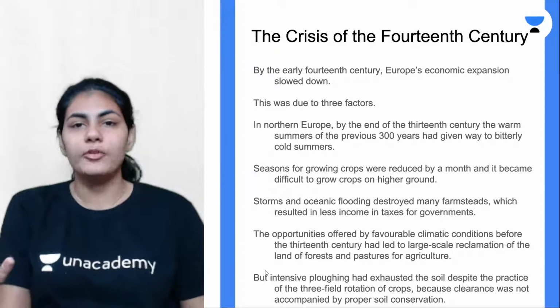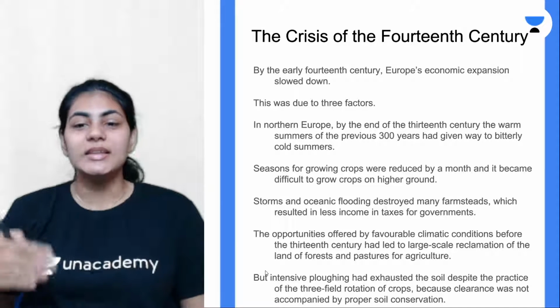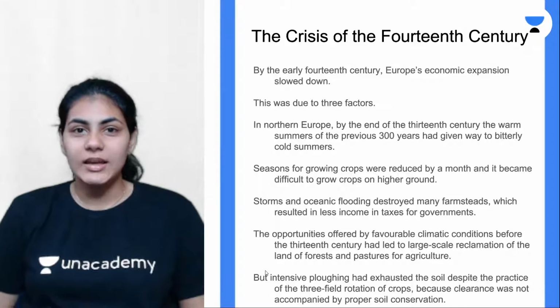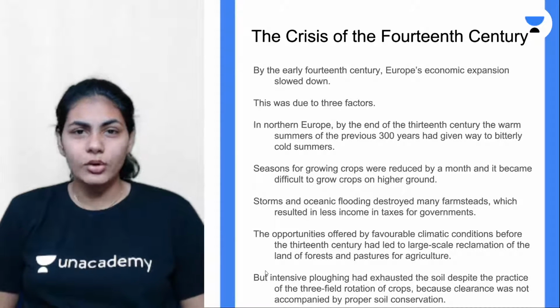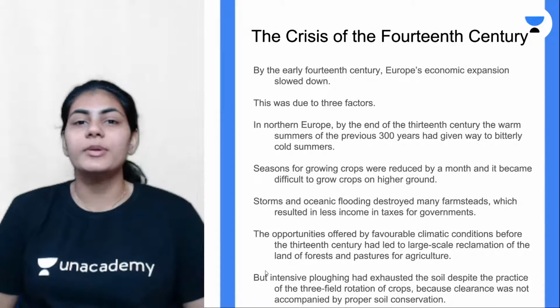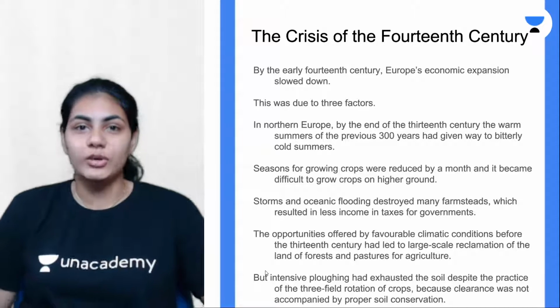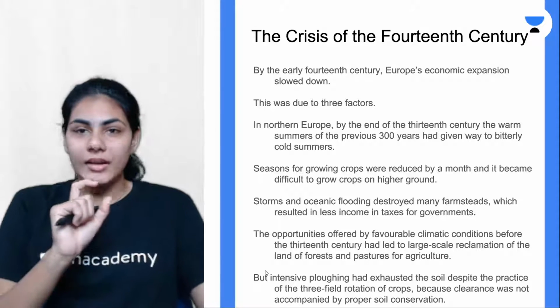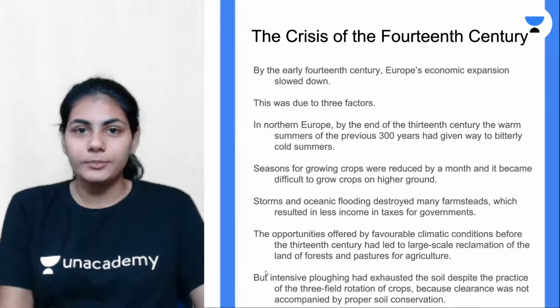So those are a couple of factors. Added to that, the even worse part is we've studied about the 3-field rotation of crops in yesterday's class, right? So I'm hoping again everybody remembers the concept of 3-field rotation of crops. So it's effective to a certain extent, right?